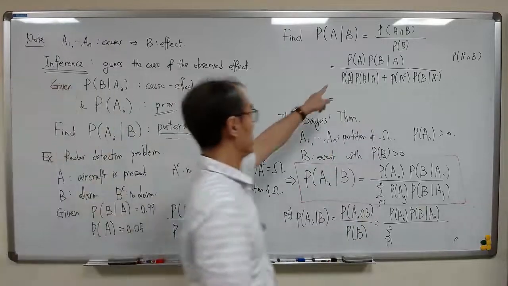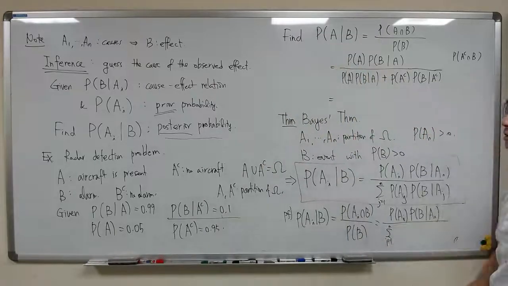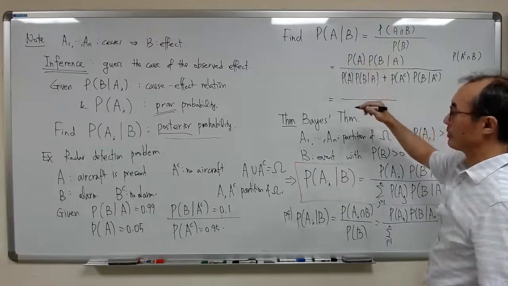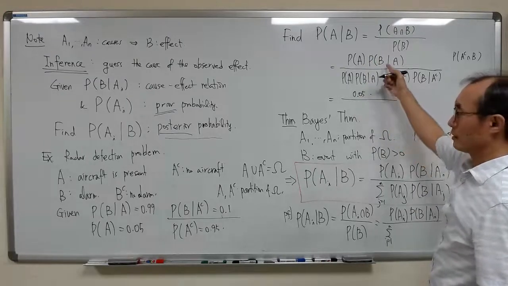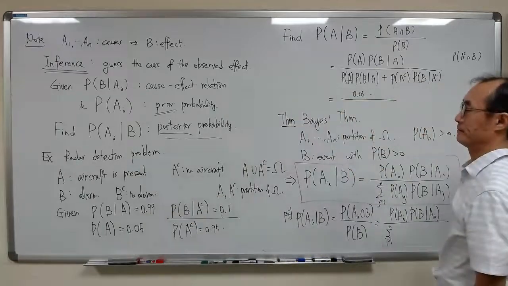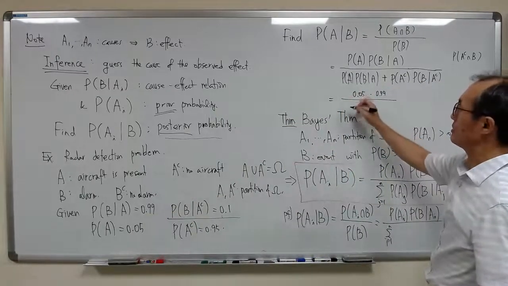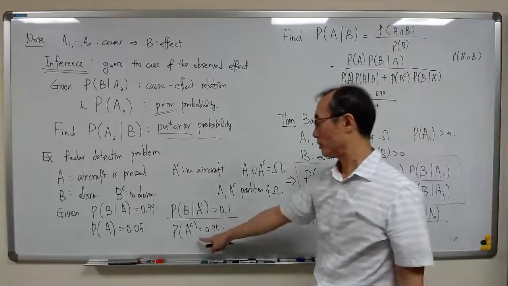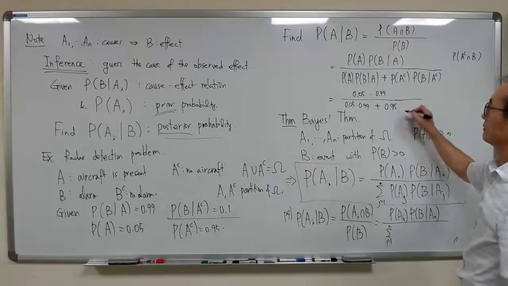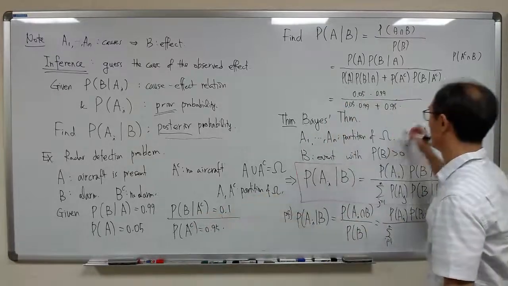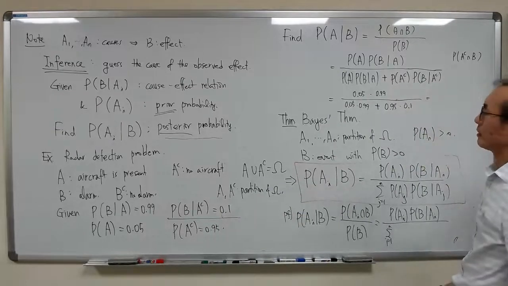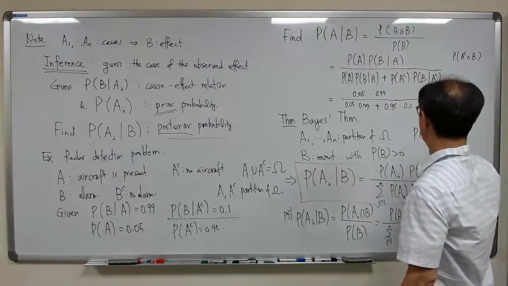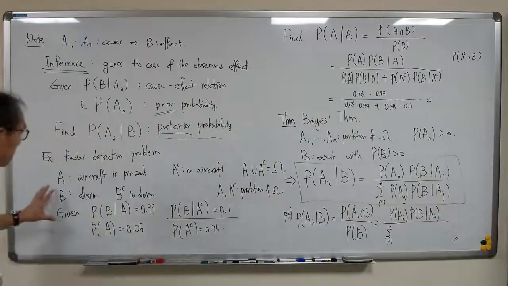Now you can replace those probabilities with the prior probability and the cause-effect relation probability. So the probability of enemy aircraft present is 0.05 multiplied by the true positive alarm, which means 0.99. And this is the same number, 0.05 times 0.99, plus the probability of no aircraft present, 0.95, multiplied by the probability of false alarm, 0.1. Using a calculator, you can easily verify this and compute this number.